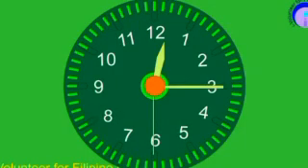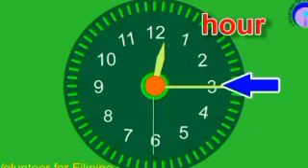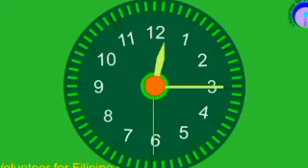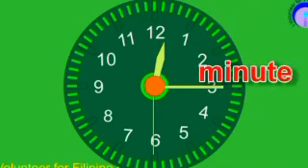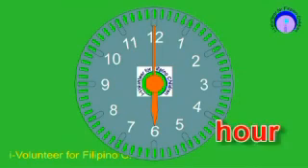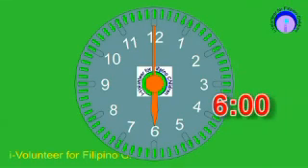Analog clock has 3 hands. One is short, the second is long, and the other is slim. This hand points to the hour, to the minute, to the second. In this video, we will be discussing only hours and minutes. Now let's go to the first example. The short hand points to number 6, while the long hand points to 12. Now, tell me, what time is it? The time is 6 o'clock.